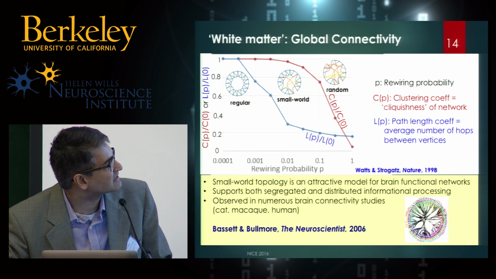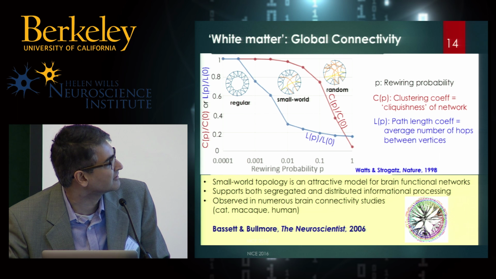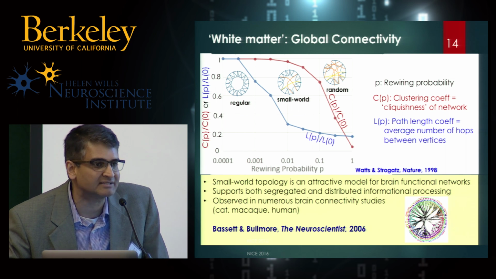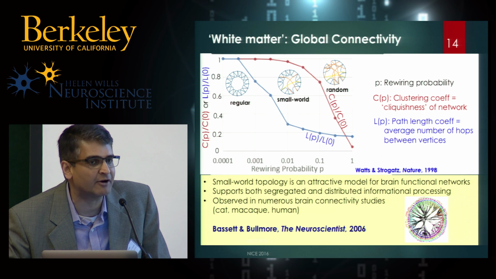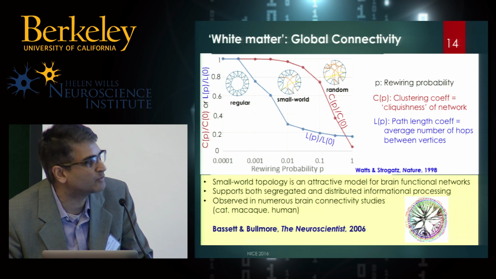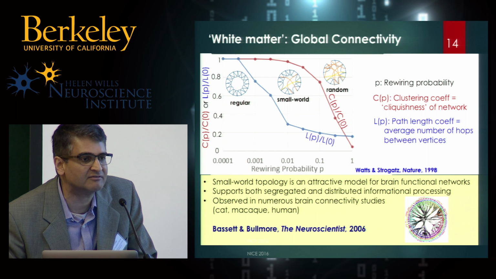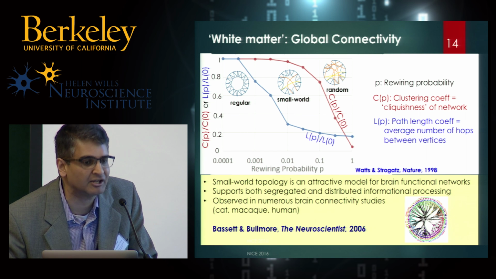This has been studied and is really an attractive model for the brain functional networks and has been observed in numerous brain studies. I added this at the last minute because I know this diagram has been shown. This wiring diagram for the macaque monkey has been shown repeatedly, and this is another example of a small world network. So the nice thing is we can go back into the literature, use this model, and actually take parameters from these various studies that have found that functionally the brain shows this kind of small world network topology.